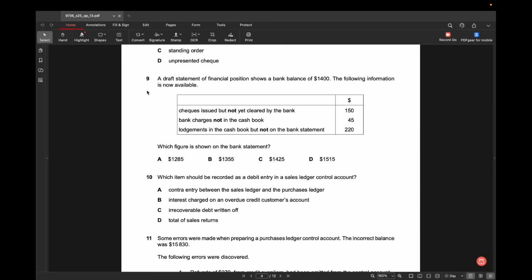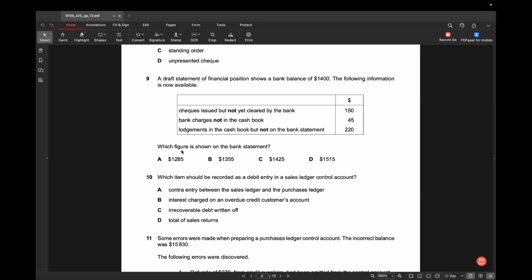9. A draft statement of financial position shows a bank balance of 1400. The following information is now available. Check issued but not yet cleared by the bank. Bank charges not in the bank cash account. Lodgement in the cash book but not in the bank statement.